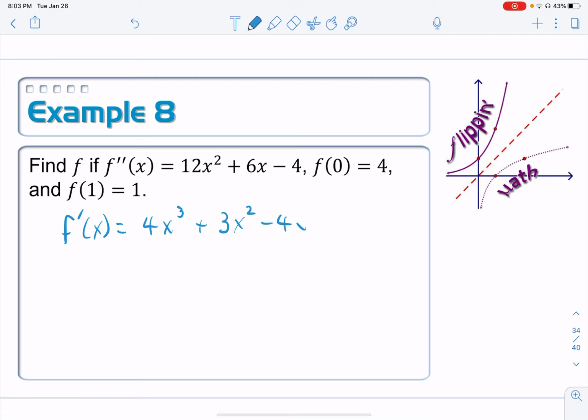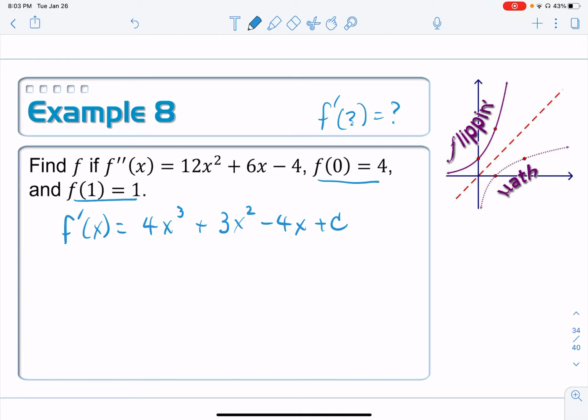Minus 4x, and then don't forget your plus c. It's at this point that you should probably go ahead and, oh, but I can't. I've got two f's. I was thinking that what I had was f prime of something was equal to something else, and then I could stick that into the first derivative, but yeah, I don't have that. So I'm just going to have to keep going then.